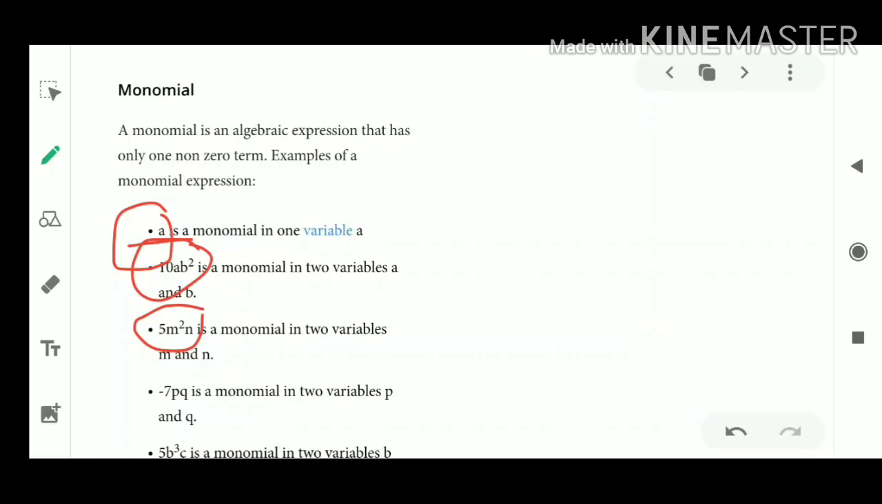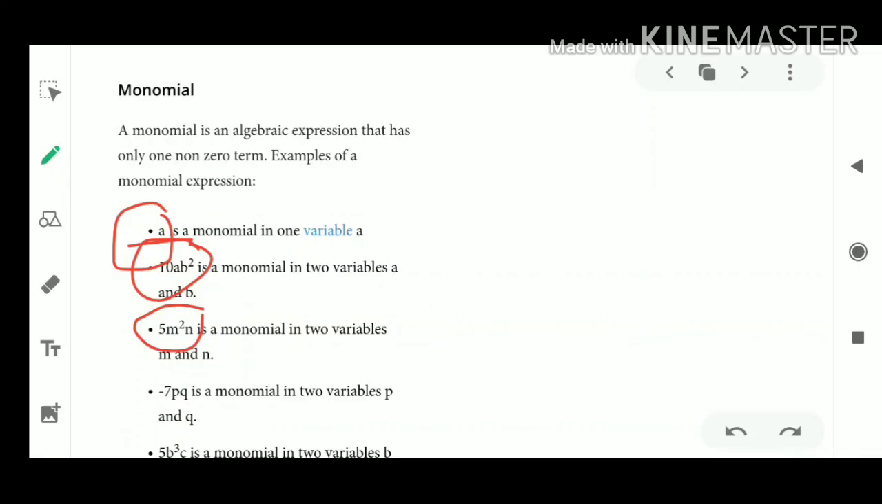Okay, here next, minus 7pq. This is also a monomial. Why? In between them there is a multiplication. That's why we are taking it as a monomial. See here, what is the coefficient? Numerical coefficient is minus 7. p and q are the variables. Okay, they are called variable coefficients.